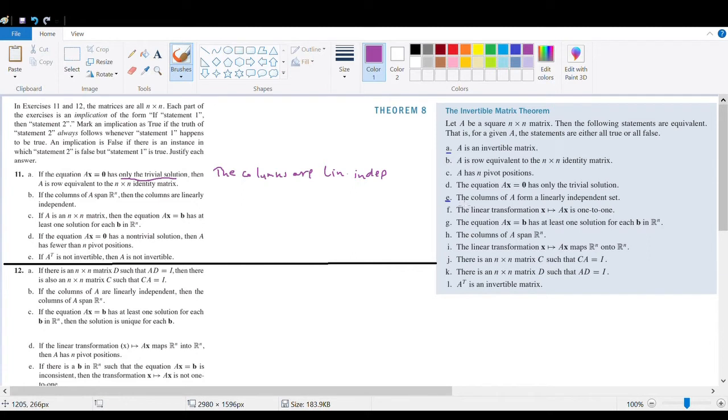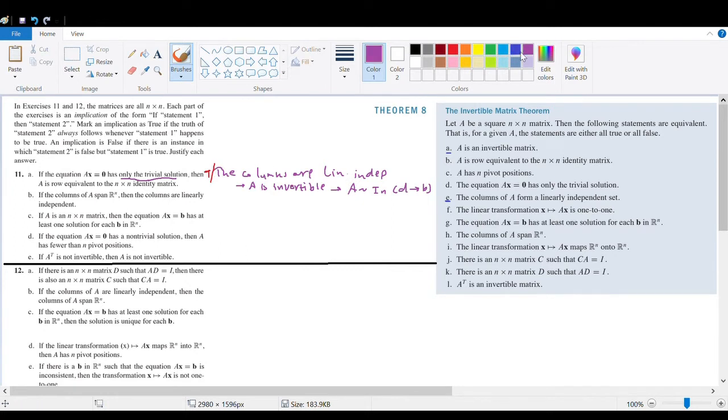So if the equation Ax is equal to 0 has only the trivial solution, then we have B, A is row equivalent to the identity matrix. So A is invertible, and A can be row reduced to the identity matrix. That means if D, then B. So this statement is true. Let us write it here in a different color. This one is true.